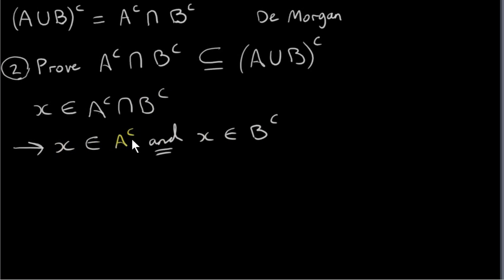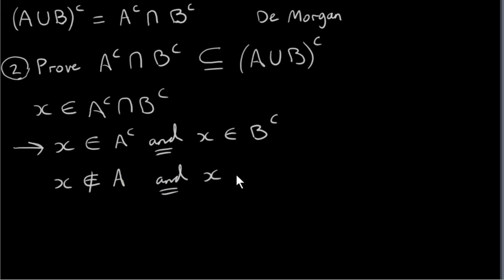Now, if X is an element of A complement, it must mean that X is not in the set A. So X must not be an element of A. Any element is either in a set or it's not in the set. So if it's in A, then it can't be in A complement. A complement is just everything outside of A. And vice versa. If it's in A complement, that's everything outside of A, then it cannot be inside set A itself.